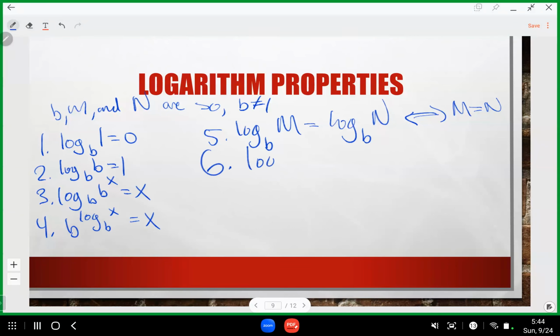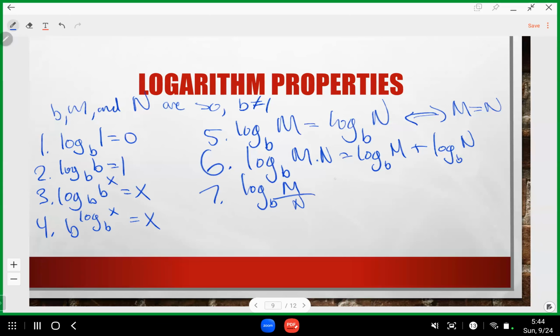So log base b of m times n is equal to log base b of m plus log base b of n. So this is good for simplifying, right? If you ever see two logs with the same base that are adding up, you can actually multiply them and combine them. Log base b of m over n is equal to log base b of m minus log base b of n. So if you ever see two logs with the same base subtracting, then you can actually divide them. So very good for combining and simplifying.